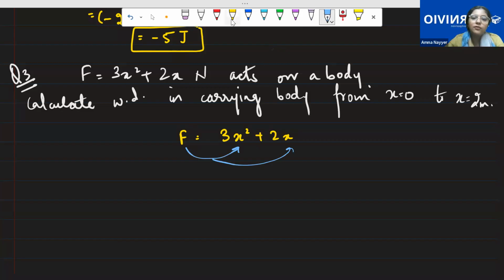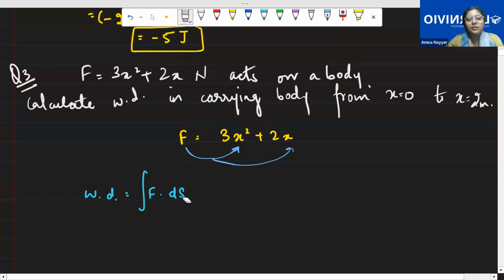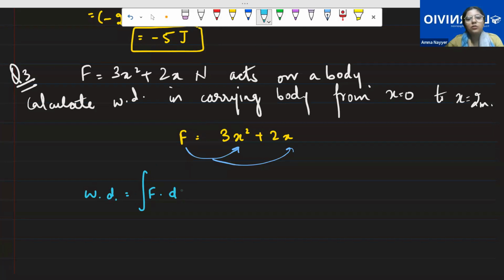Now, when we calculate the work done for a variable force, we integrate. So this will be the integral of F dot ds. In fact, I'll write dx because here x is given. So the integral of F dx from x1 to x2 when the force is variable.